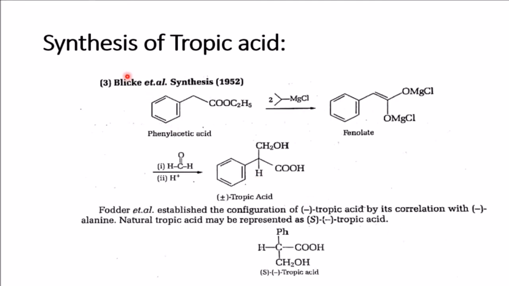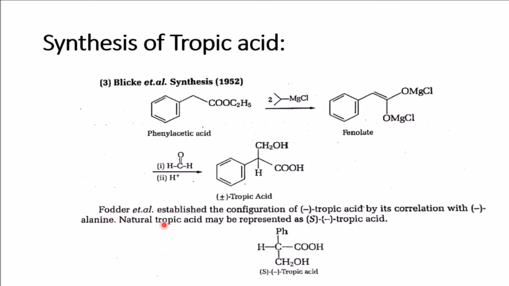Third is the Blicke and Ethyl synthesis 1952, where phenyl acetic acid is treated with this Grignard reagent. 2 moles of this Grignard reagent are going to give us phenolate. Phenolate on treating with formaldehyde followed by acid treatment will give atropic acid.